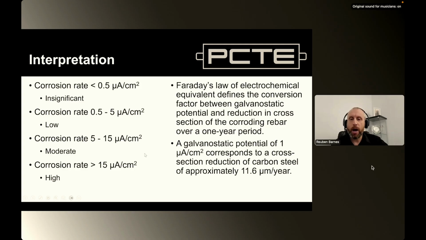We do have a way of calculating section loss. However, this is a spot measurement and it's not very accurate. And so it would be almost impossible to calculate our cross-sectional section loss using this measurement. Wouldn't recommend it at all.